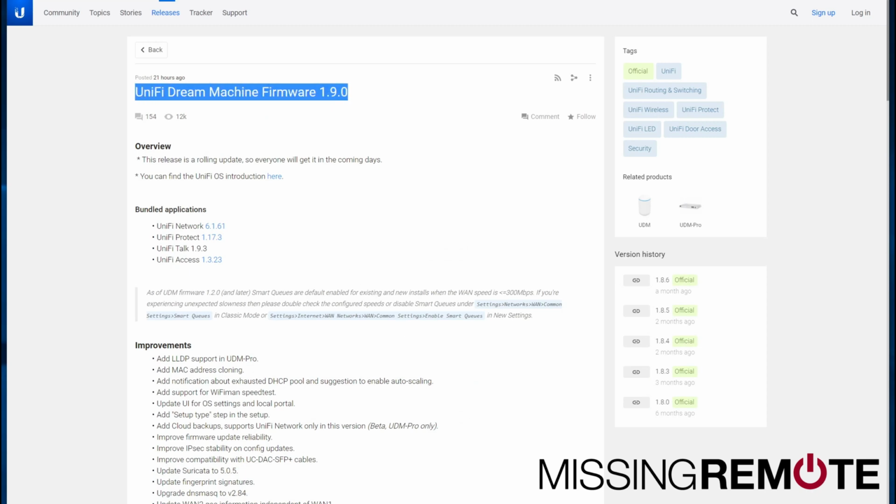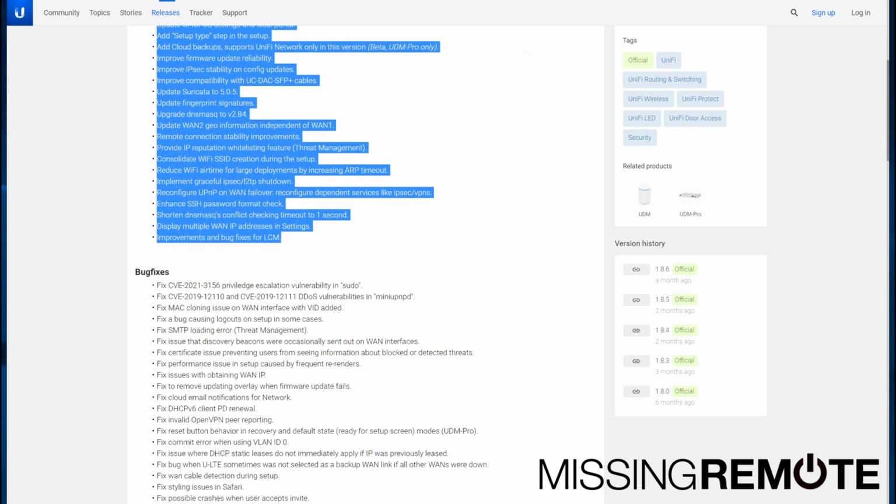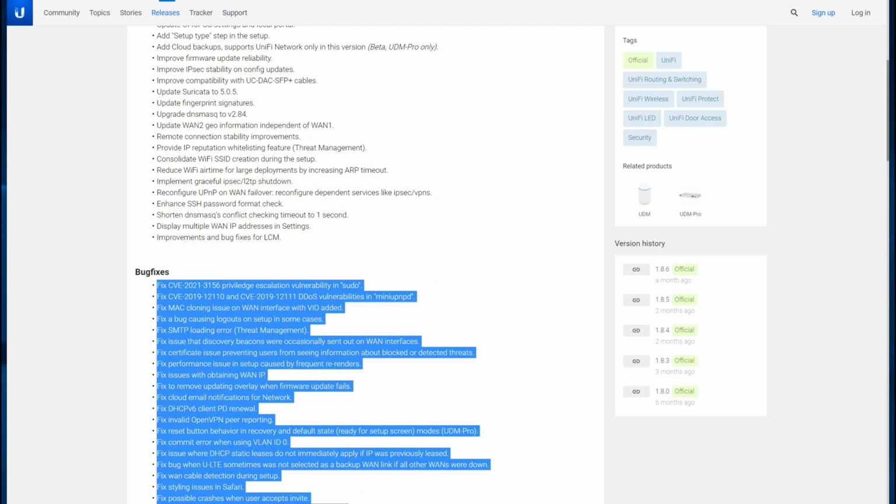Yesterday, Ubiquiti released UniFi Dream Machine Firmware 1.9.0. The last official release was in the 1.8 lineup, so this is supposed to be a relatively major change, and it certainly is, because there are quite a few improvements, including a bump to Suricata 5 and an update to DNSmasq, as well as a lot of other feature improvements and bug fixes, including some security issues, which, great. Glad to know that that's fixed.